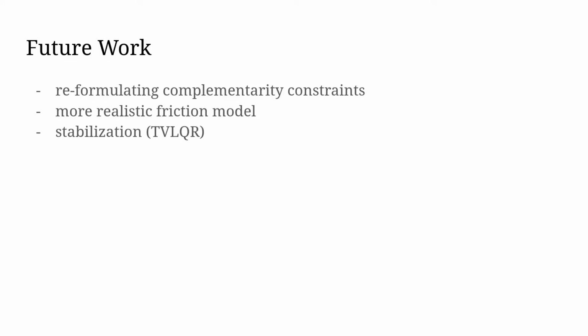In the end, there are many possible paths towards getting closer to our goal. First of all, we could try reformulating our complementarity constraints so that the solver does not get stuck, as we saw on the previous slide. We could also add a more realistic friction model which includes both static and kinetic friction, which may allow more trajectories to be explored. Ultimately, to make a controller for the robot crossing the bridge, we would need stabilization in the form of time-varying LQR over our found trajectories.